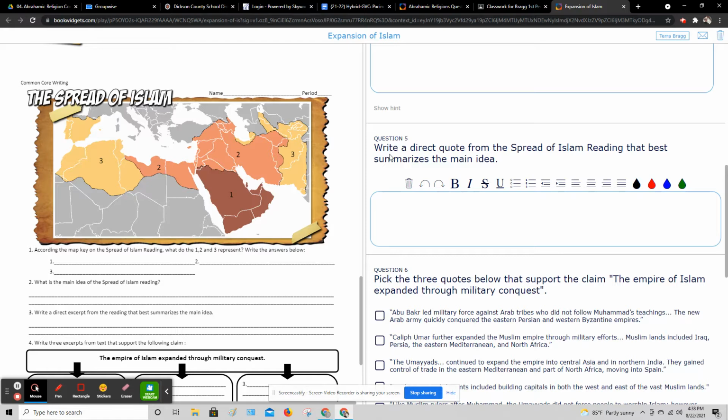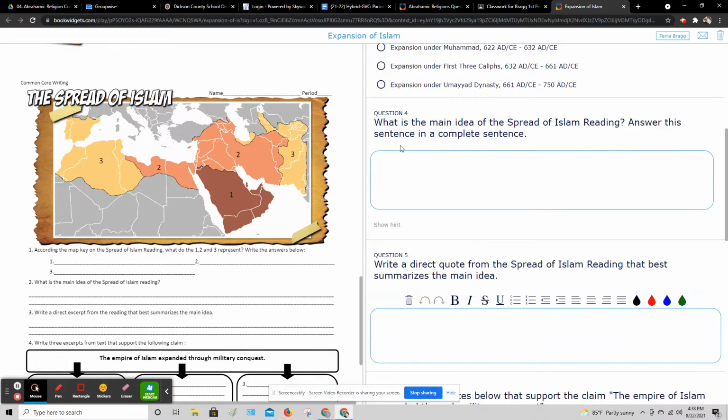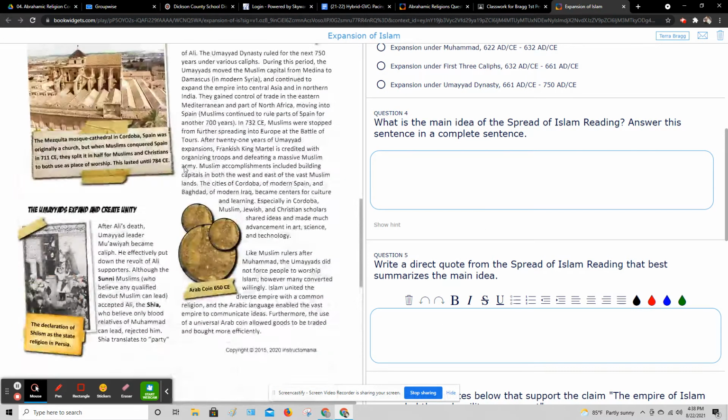Question number 5 is saying to write a direct quote from the Spread of Islam reading that best summarizes the main idea. So you write your main idea up here, then you find a quote from the reading and you type it in here. You are not able to copy paste in this. The only options you have are to zoom in and out. You cannot copy paste from the other side. You have to type it. All right, but I gave you the option for bold. I put in rich text so you could edit it a little bit to your heart's content.